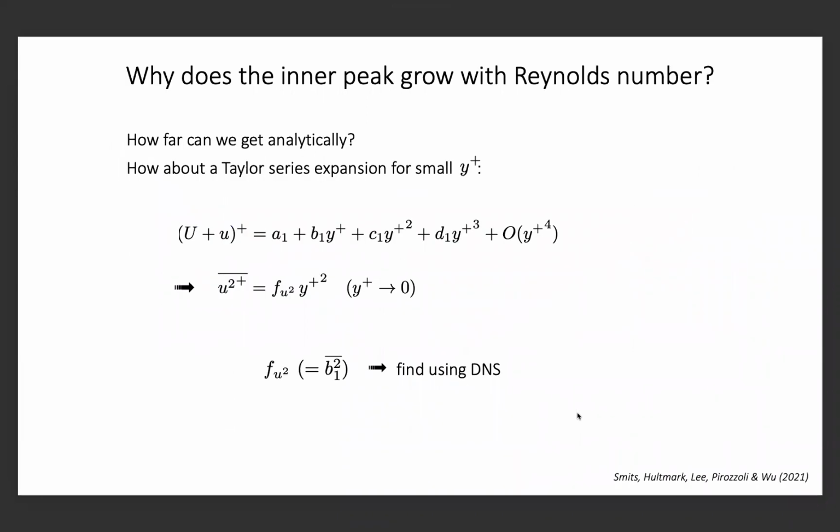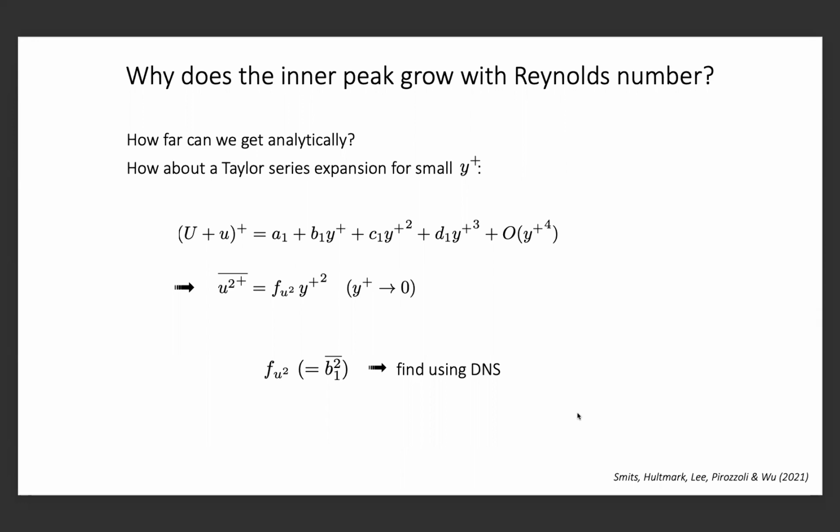So thinking about that a little more, why does the inner peak grow with Reynolds number? And what is the scaling in that near wall region? And the question might be, how far can we get analytically? So how about using a Taylor series expansion for a small y plus, small distances from the wall? And so we write down a Taylor series expansion. We look at the behavior as we go very, very close to the wall, and we see that the turbulence intensity is going to go as a constant times y plus squared.